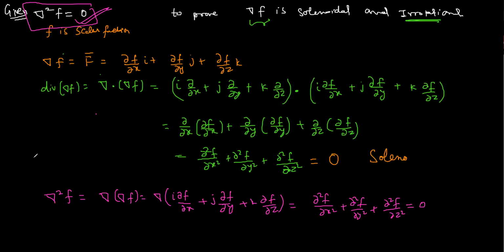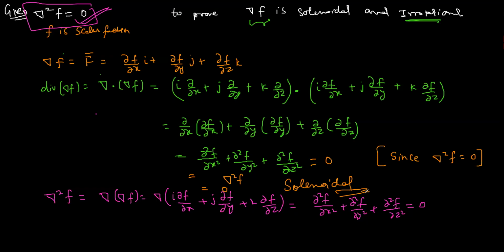Why solenoidal? Right here. Since del square f is equal to zero, and del square f is nothing but this, you can write here. That's why this is solenoidal. Understood? Yes. I think you understood solenoidal, irrotational, divergence, and grad, right?